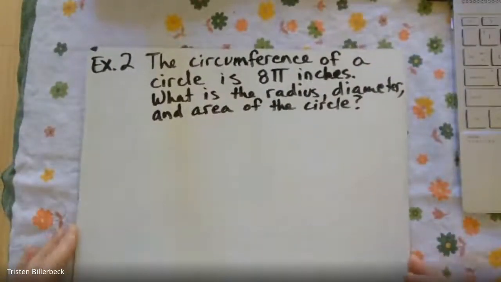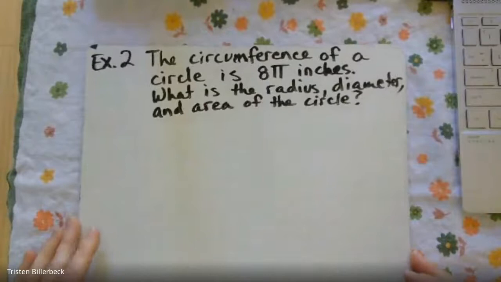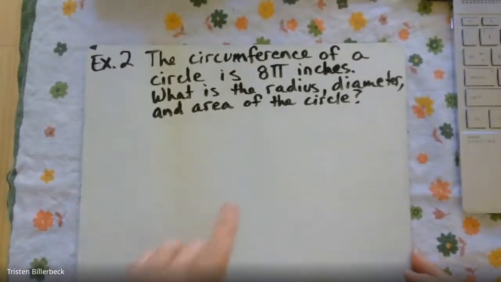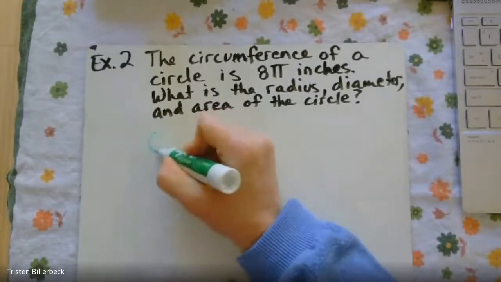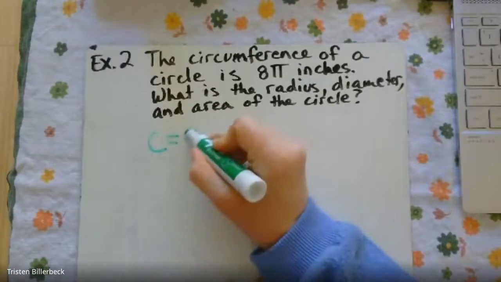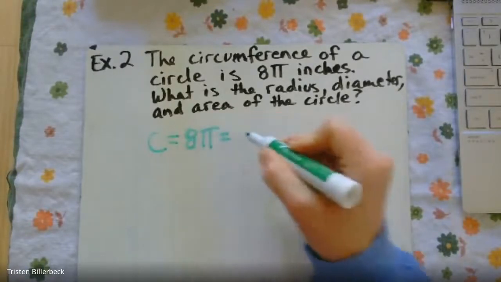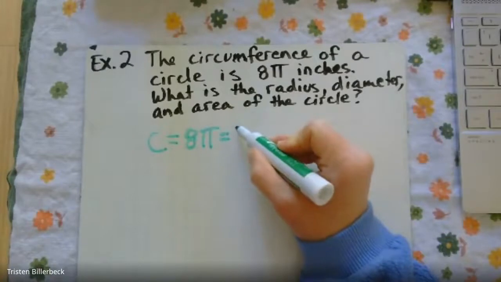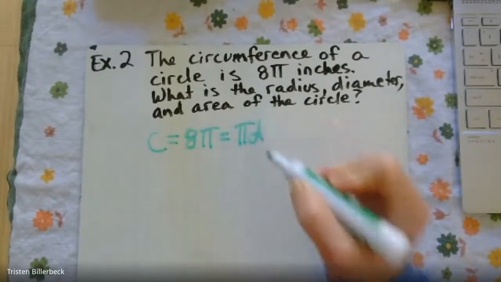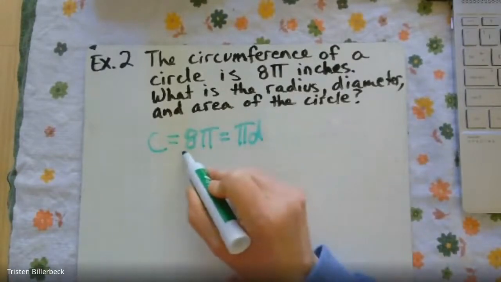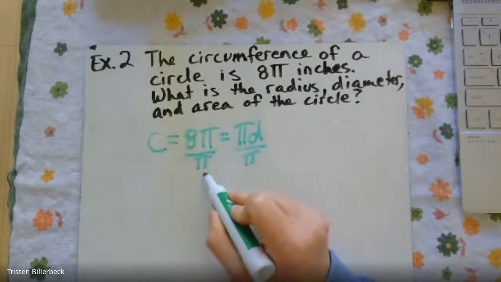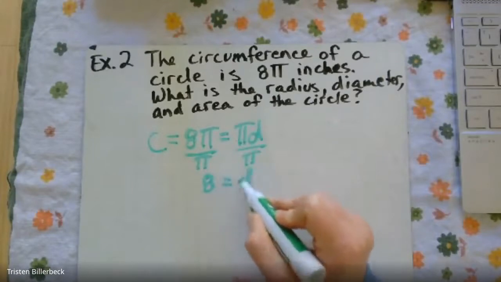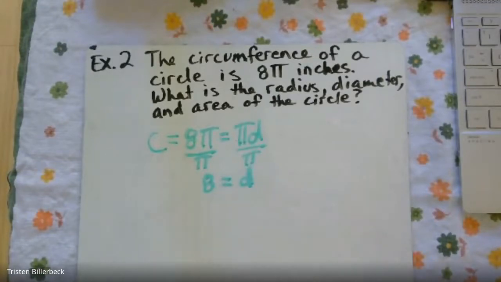All right, so this one says the circumference of a circle is 8 pi inches. What is the radius, diameter, and the area of the circle? So if we have circumference equals 8 pi, but we say, wait a minute, that is the same thing as pi d. So, oh, look, we could divide by pi, and that gives us 8 equals d. Well, we just found the diameter.